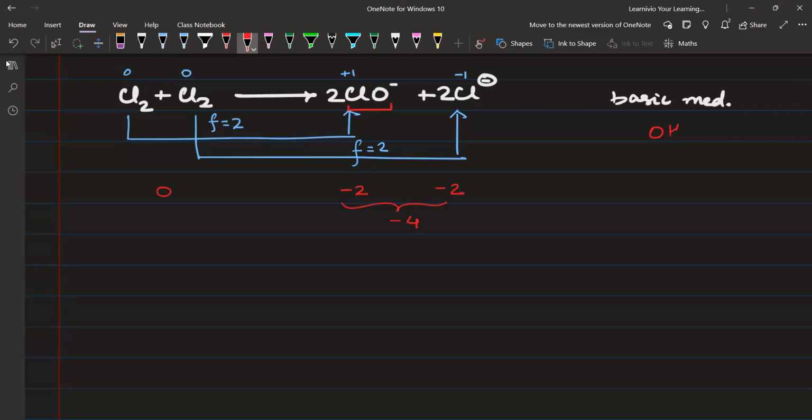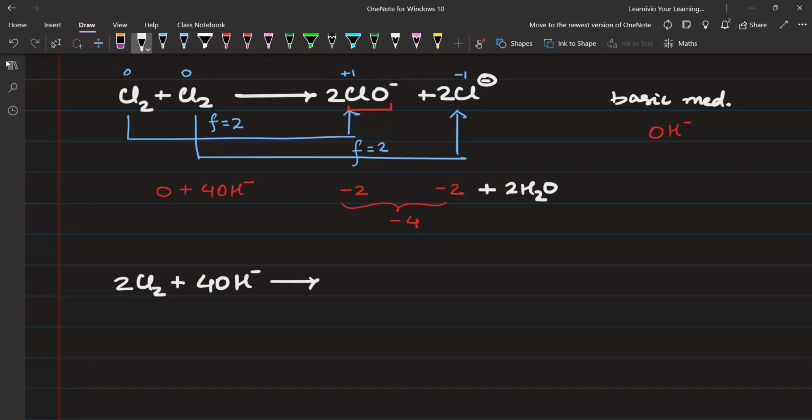Basic medium में we have a lot of OH negative. So what I will do, I will add OH negative here. I will add how much? 4 OH negative. Now once we have added 4 OH negative, I think we need to add water also. So यहाँ पे हम लोग का water add करना पड़ेगा कितना? 2 water molecules. Now your reaction will become 2Cl2 plus 4 OH negative gives 2ClO negative plus 2Cl negative plus 2H2O.